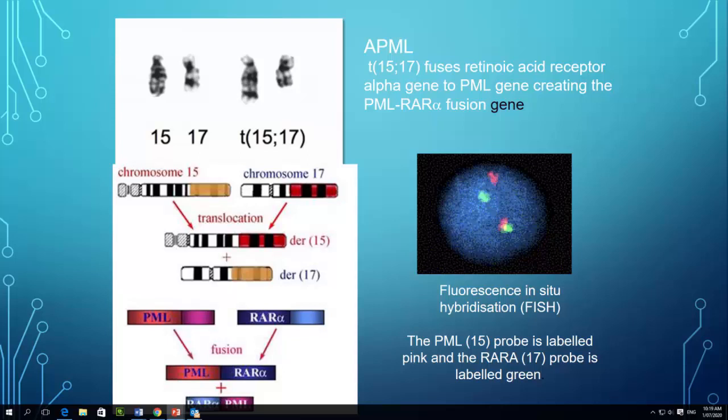It involves the RAR alpha gene, which is involved in gene transcription, and the PML gene, which I think is a tumor suppressor gene. So it produces a fusion protein that interferes with normal function, and blood cells are kind of stuck at this promyelocytic stage, and so they proliferate at an abnormal rate.